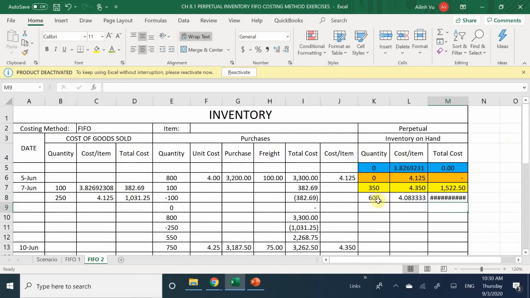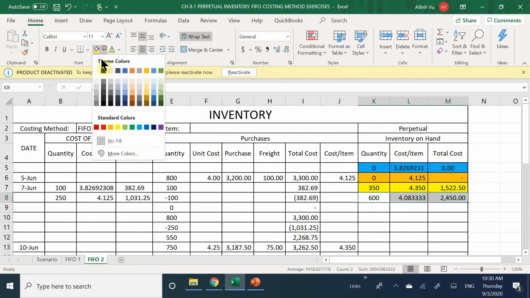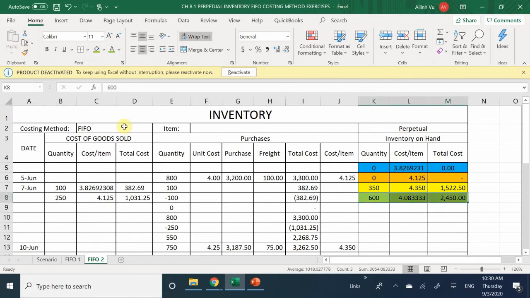Now, do you want to choose another color? Green. What did you say? Gray? You want to do it gray? Green. Oh, green. Okay. Green it is. Okay.